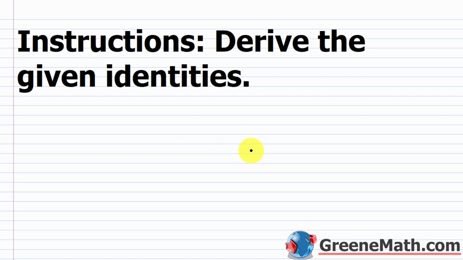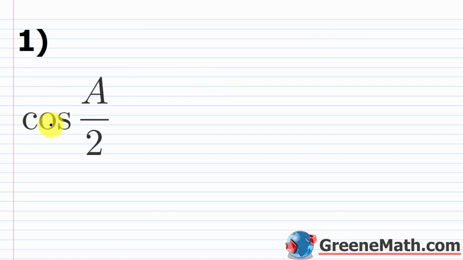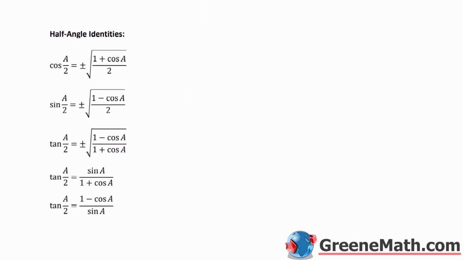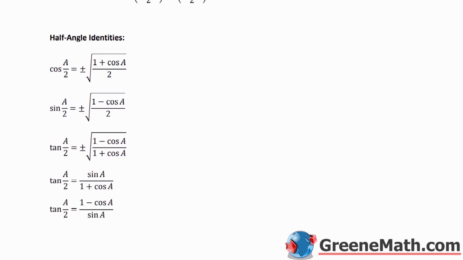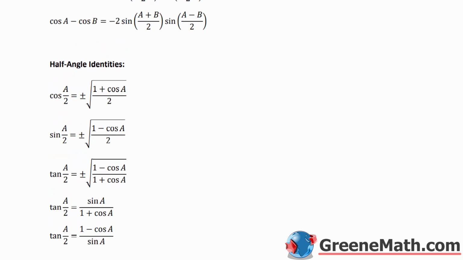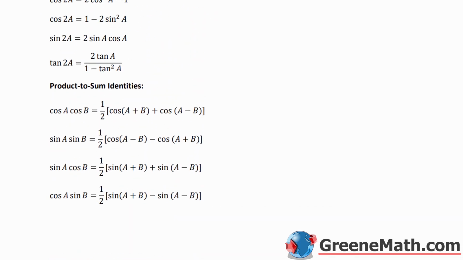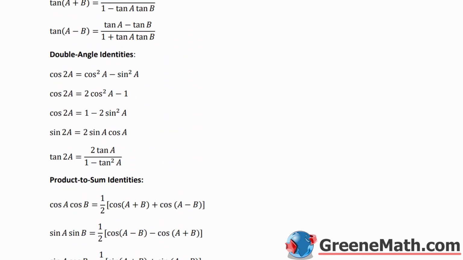All right, let's take a look at the practice test. For the instructions, we're asked to derive the given identities. For the first problem, we have the cosine of a over 2. So let's go back to the handout and let's scroll down to where we have the half angle identities. So this is the one we want, the first one where it says cosine of a over 2 is equal to plus or minus the square root of 1 plus the cosine of a over 2. So where does that come from? Let's scroll back up.